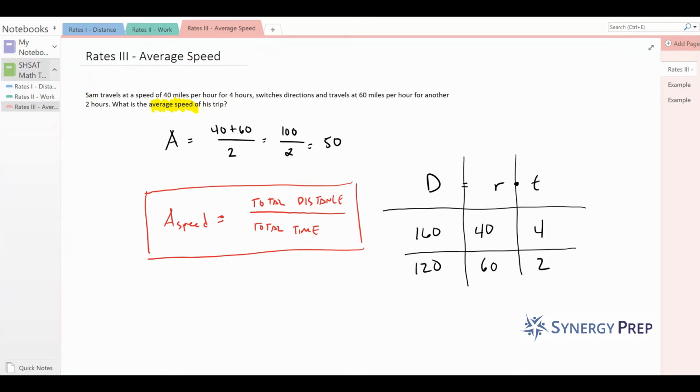So let's do the math. The average will equal the total distance: 160 plus 120 over 4 plus 2. So 160 plus 120 gives you 280. 4 plus 2 is 6. And whatever 280 divided by 6 is will be your final answer, which is what, 46.7 or so, right?